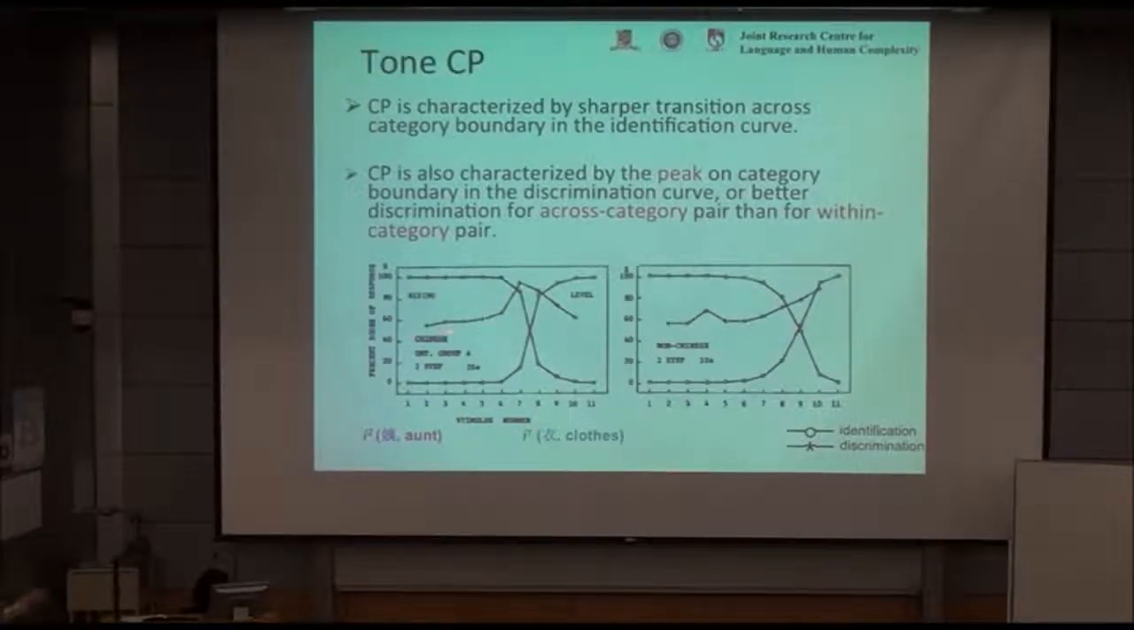And we can see another curve, this curve. This curve is the discrimination curve. For Mandarin subjects, there is a peak around the boundary position, this discrimination peak. And for non-Chinese subjects, the peak is at the very end.